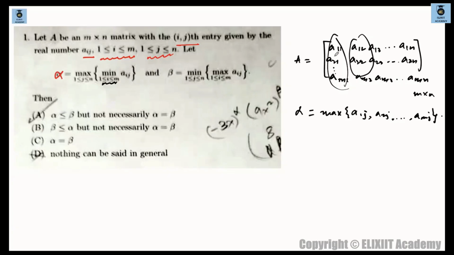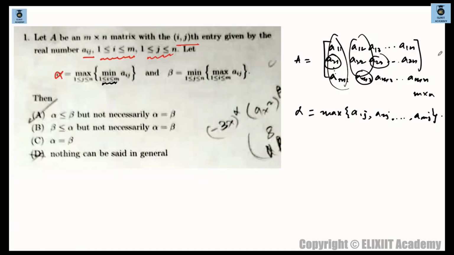Let's say from the first column we select this as the minimum value, from the second column this, from the third column this. Likewise, we select all the minimum values. And then after selecting all these minimum values from the columns, we have to find the maximum value. So that will give you alpha. I hope the logic is clear.